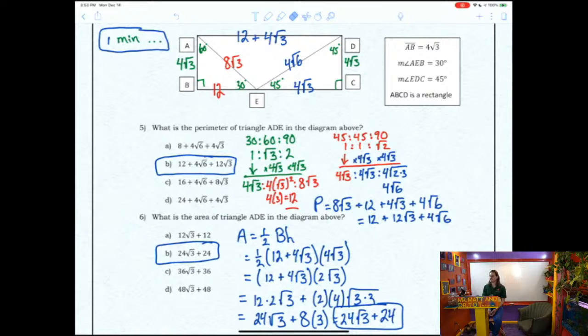4 root 3 times 2 root 3, we take it bit by bit. So 4 times 2 is 8, so the outside number is going to be 8. Underneath the radical, we're going to have 3 times 3. However, 3 times 3 is 9, which we can evaluate using the square root, because the square root of 9 is 3. So then that'll just simplify into 8 times 3, which is 24. So our final answer here is going to be 24 root 3 plus 24.